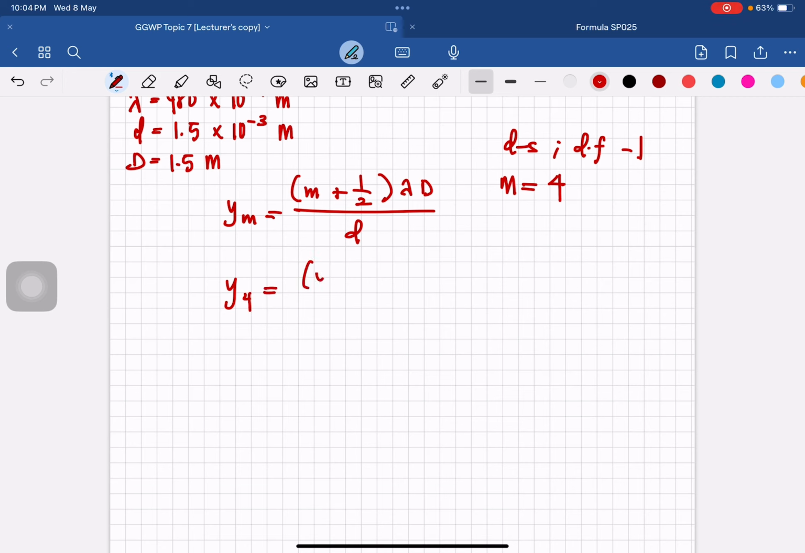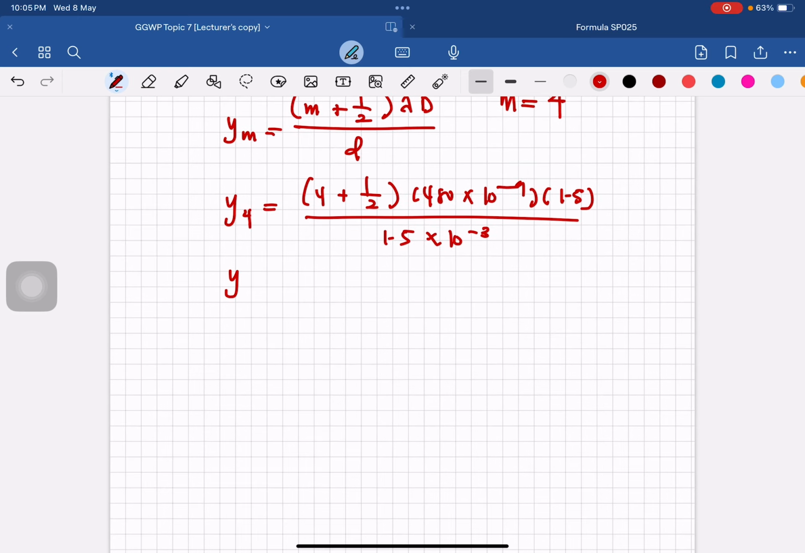So substitute sini 4 tambah half, 480 nano, and then this one is 1.5 divide by 1.5 negative 3. So kita akan dapat the distance for the fifth dark fringe from the center will be 2.16 times 10 negative 3 meter. Kita dapat jawapan di sini. So macam mana dia bagi markah? Dia bagi dari sini substitution and final answer with the correct unit 1 mark. So from here you will get 2 marks lah.